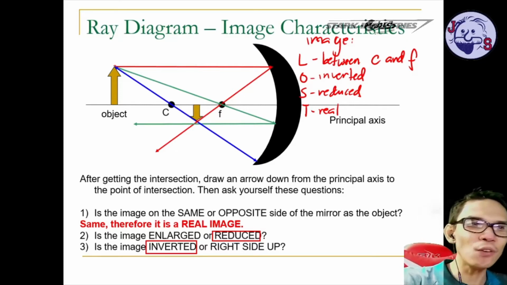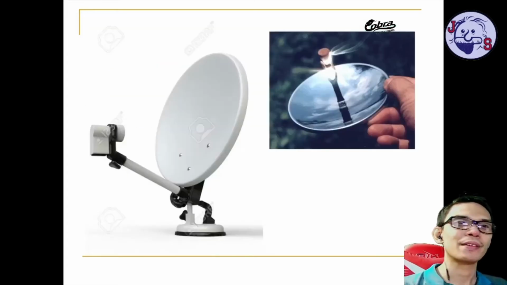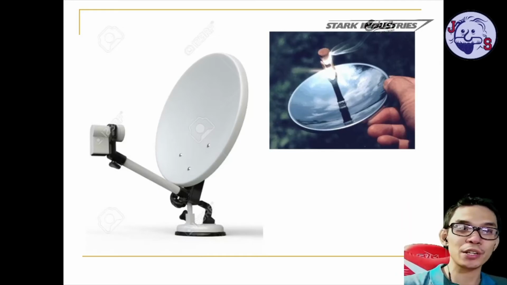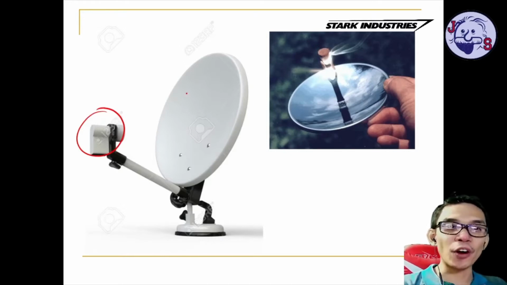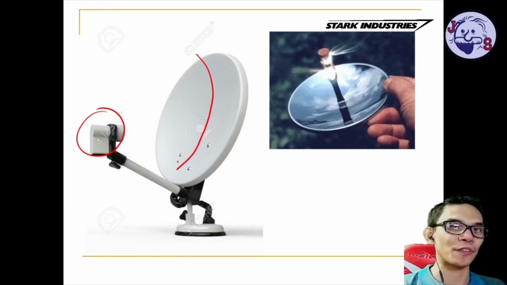All right, so that was the ray diagram for a concave mirror. Next one. Examples of concave mirrors are the following. We have the satellite dish. The receiver of your satellite dish that we have right here is at the focal point of the concave mirror that you have over here.